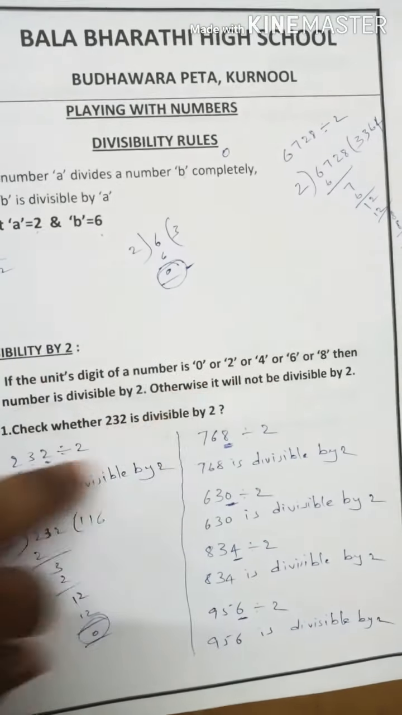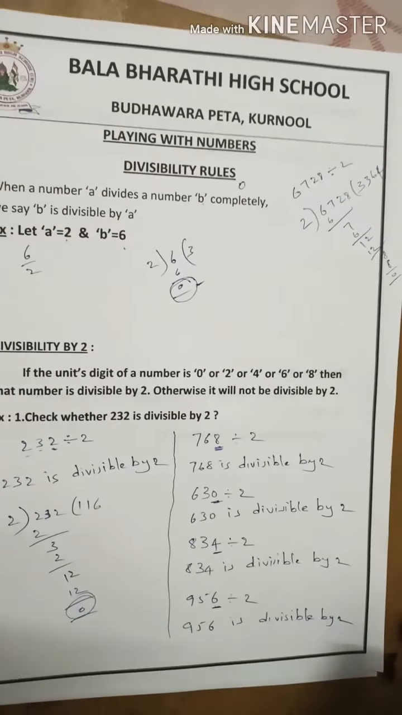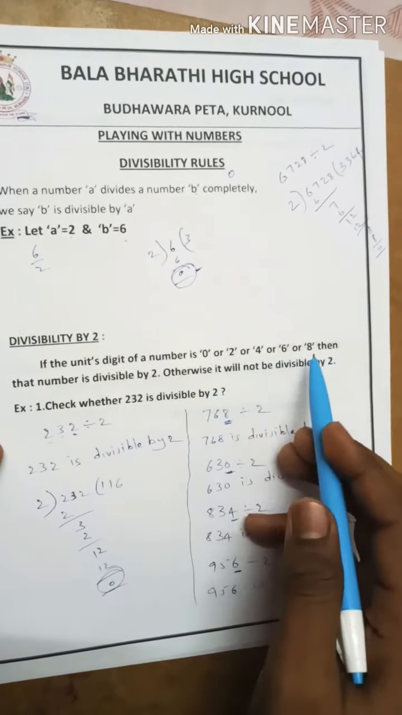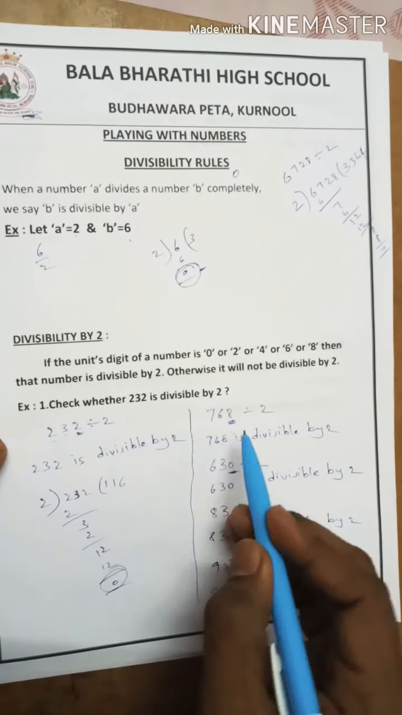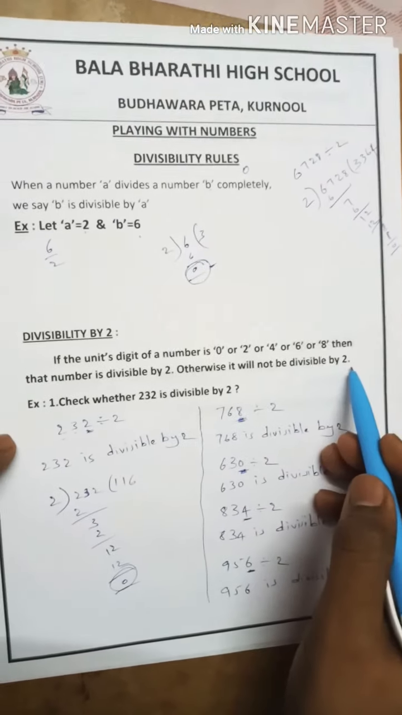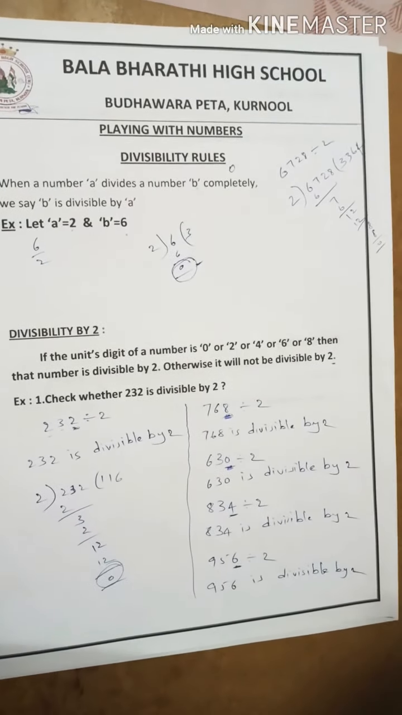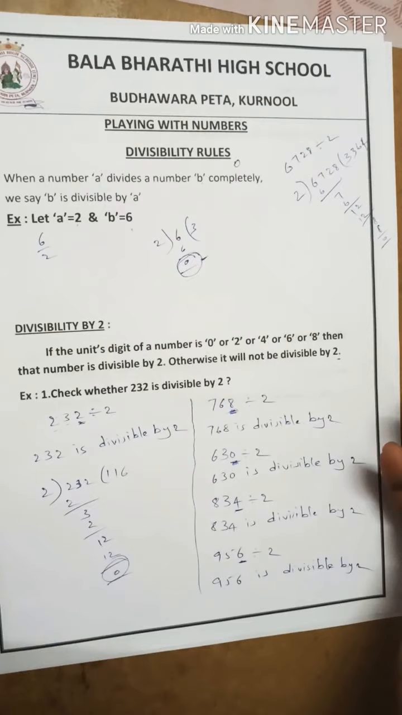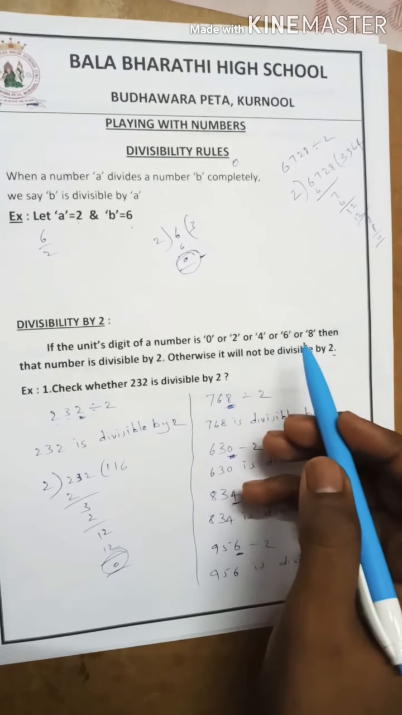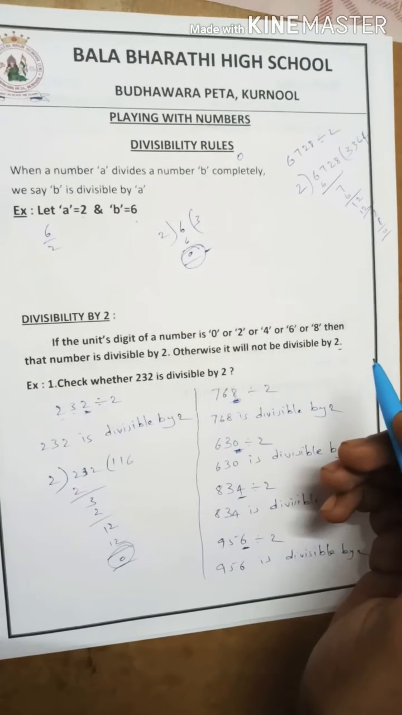Okay. So from this we can say that if you have 0, 2, 4, 6, 8 in the units place, then that number is divisible by 2. Okay. So the concept is very simple. If you have 0, 2, 4, 6, 8 in the units place, then that number is divisible by 2.